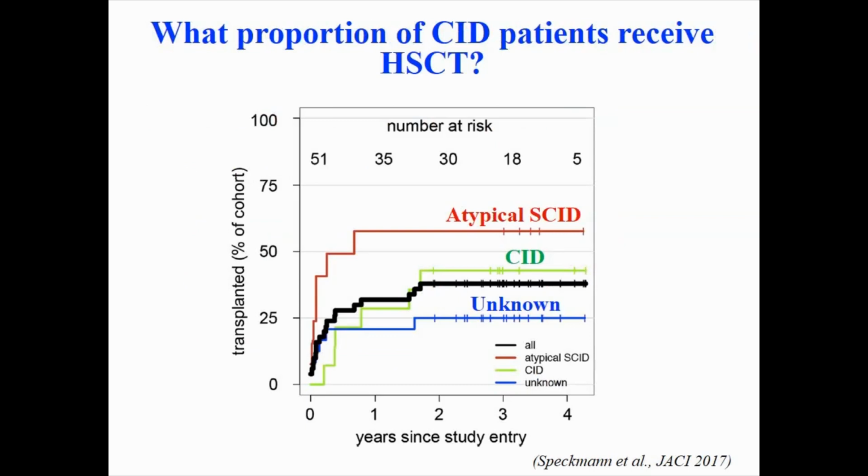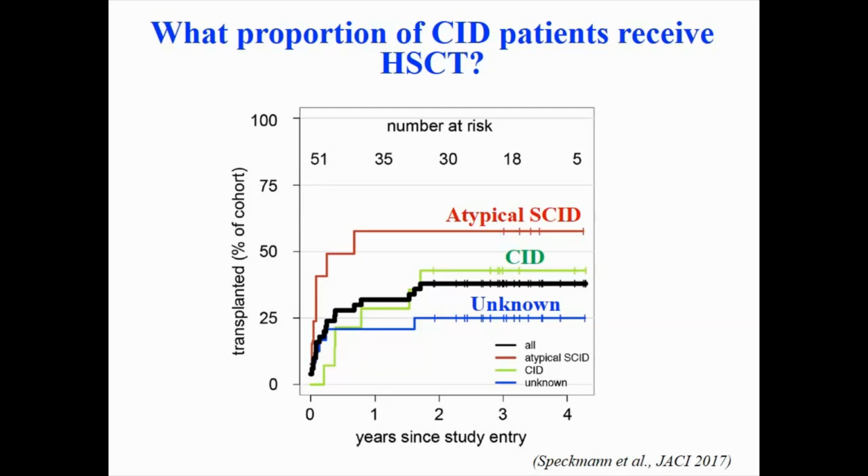What proportion of CID patients receive transplant? And again, the same study from Speckman in Germany, actually not a low proportion. Approximately 40% of the patients with CID in this study received transplant over the course of the study. So that's not a low number. Obviously lower than the atypical SCID.